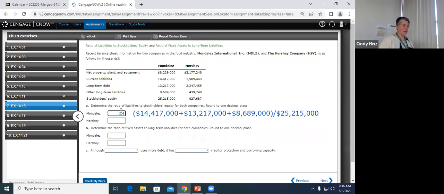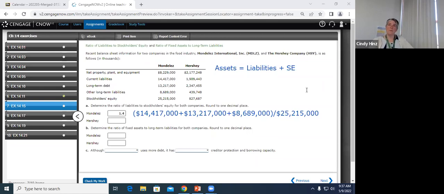Oh, and it says round to one decimal place. So 1.4. So we think about, just put this up on the screen for you, the fundamental accounting equation: assets equals liabilities plus stockholders' equity. I'll just abbreviate there. Assets equals liabilities plus stockholders' equity. It could be that the liabilities are greater than the equity. It could be that the equity is greater than the liabilities.